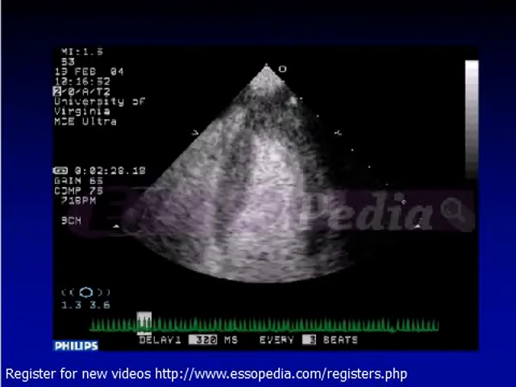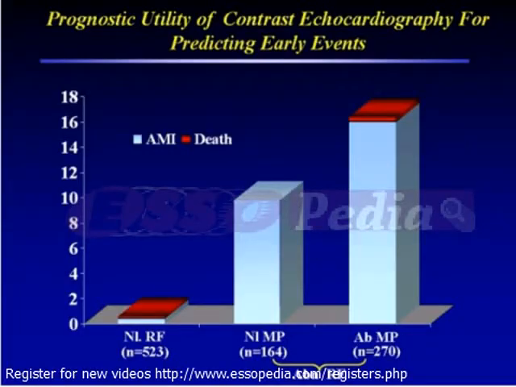The negative predictive utility of contrast echocardiography is also extremely good, as shown on this slide. Again, in this large study that included more than 1,000 patients evaluating the prognostic utility of contrast echocardiography for predicting early events, you can see that in patients who had normal regional function, the risk of a primary event, including acute myocardial infarction or total mortality, was only 0.4%.